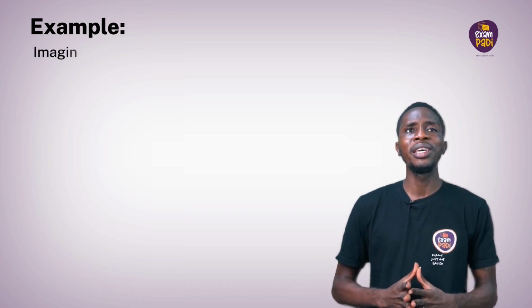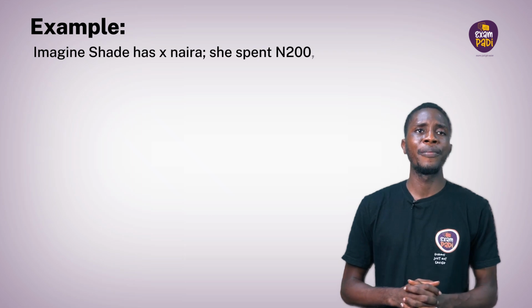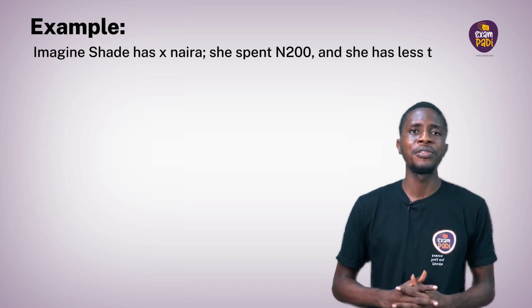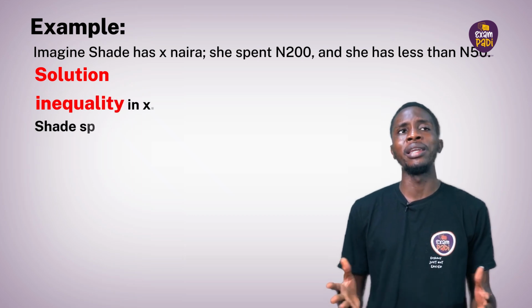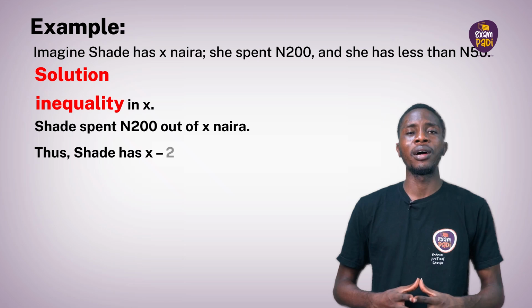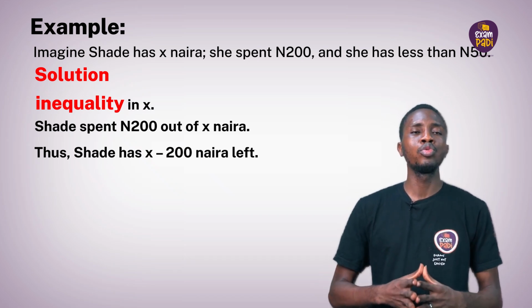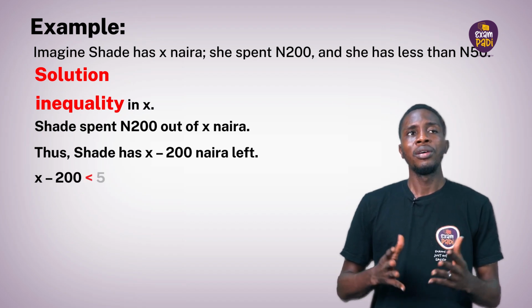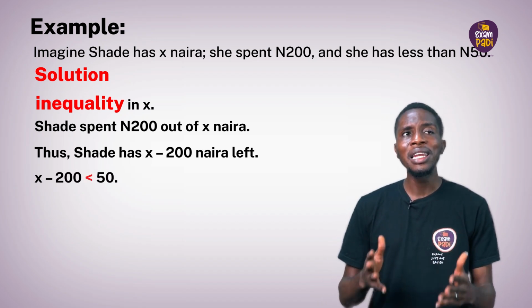Let's apply the concept of inequalities to a real-world scenario. Imagine Shade has X naira. She spent 200 naira and she has less than 50 naira left. We can represent this situation with an inequality in X. Shade spent 200 naira out of X naira. Thus, Shade has X minus 200 naira left. We can write this as X minus 200 < 50.